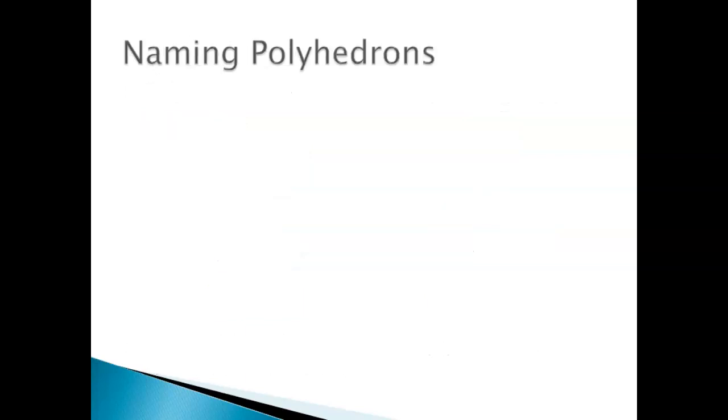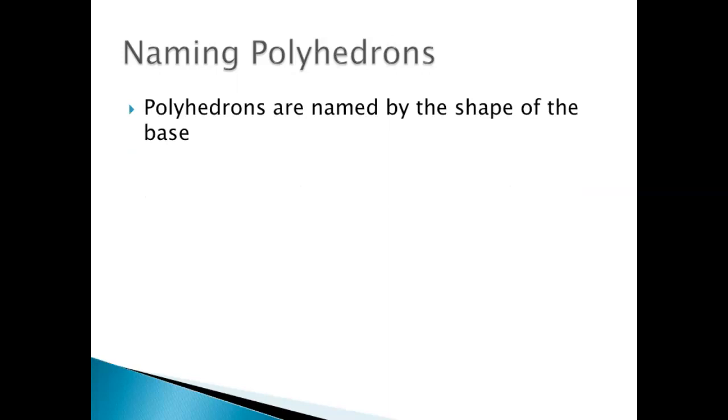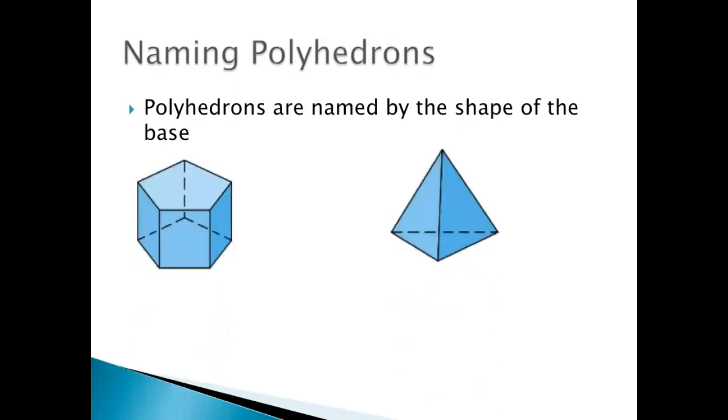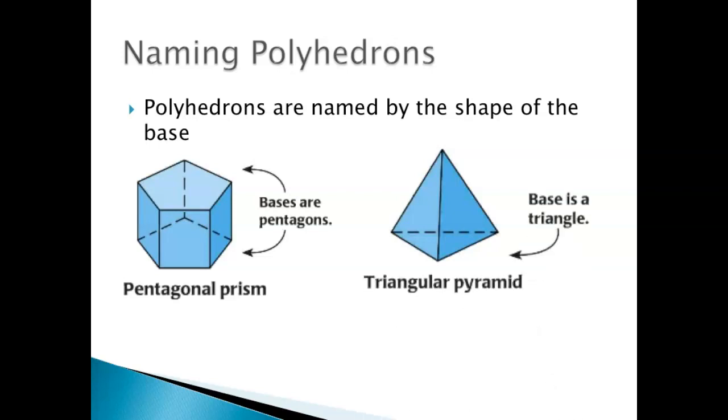Now, when we're naming polyhedron, we typically name them by the shape of the base. In this first example, the shape of the base is a pentagon, and because it has a base on the top and on the bottom, we would say this is a pentagonal prism. Now for the second one here, we have a base that is a triangle, and we don't have two bases, we just have one. Instead, we have a vertex up at the top, so we would call this a triangular pyramid.